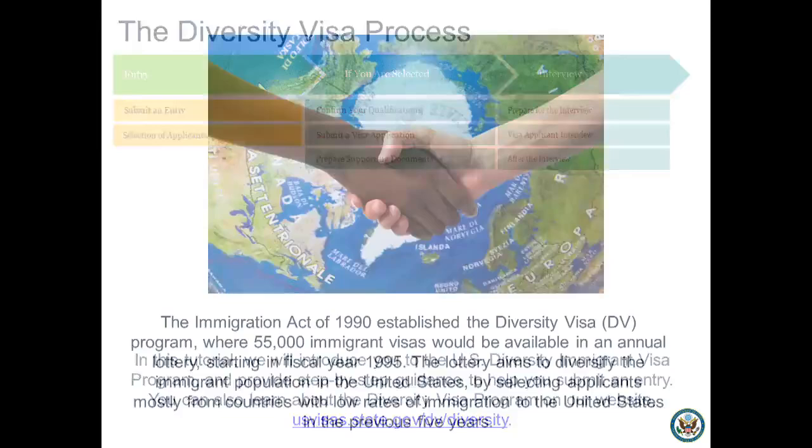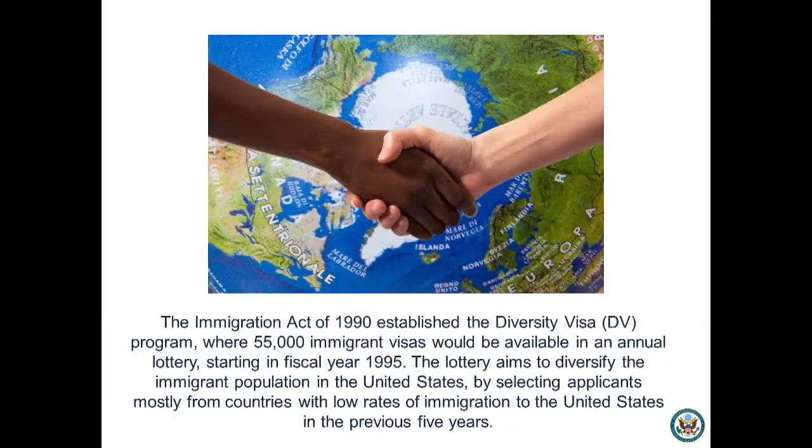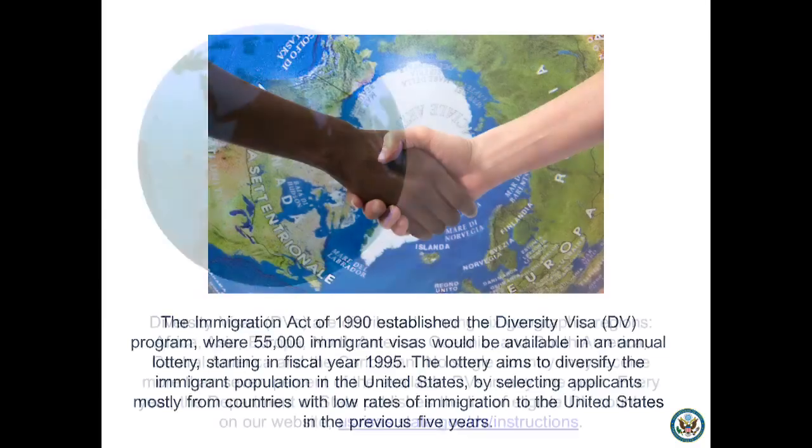usvisas.state.gov/dv/diversity. The Immigration Act of 1990 established the Diversity Visa, or DV, program, where 55,000 immigrant visas would be available in an annual lottery, starting in fiscal year 1995. The lottery aims to diversify the immigrant population in the United States by selecting applicants mostly from countries with low rates of immigration to the United States in the previous 5 years.